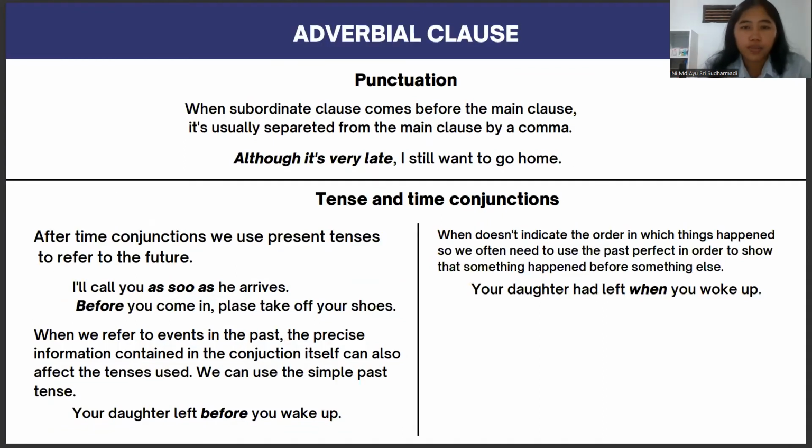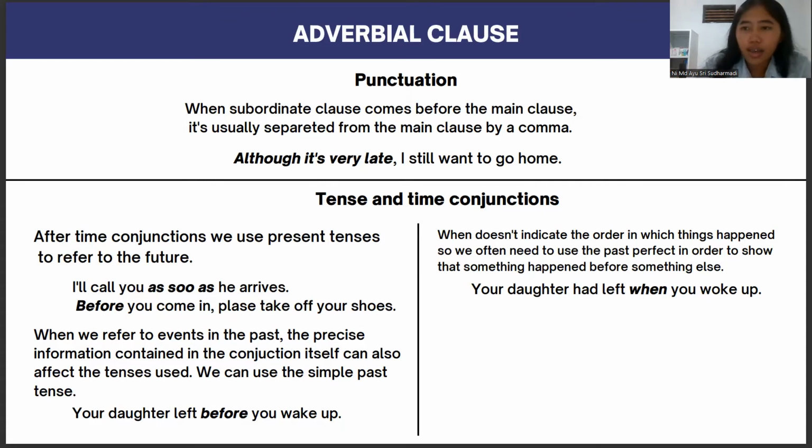Now we're gonna talk about the punctuation. When a subordinate clause comes before the main clause, it's usually separated from the main clause by a comma. Here's the example. Although it's very late, I still want to go home. You can see, although it's very late, you should put a comma, and then you can continue to the main clause. I still want to go home is the main clause.